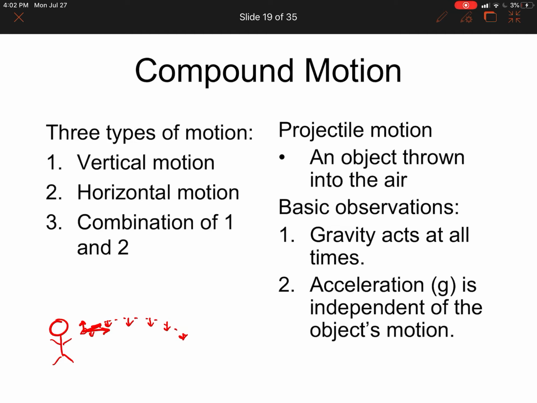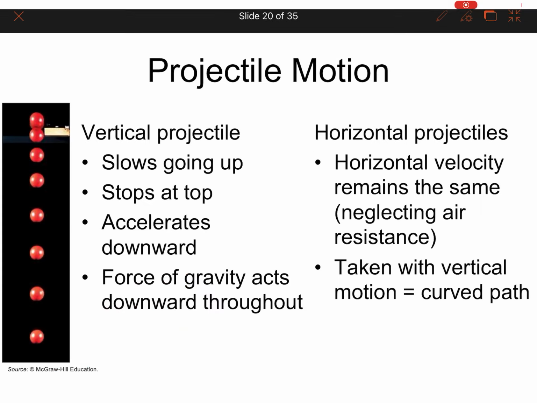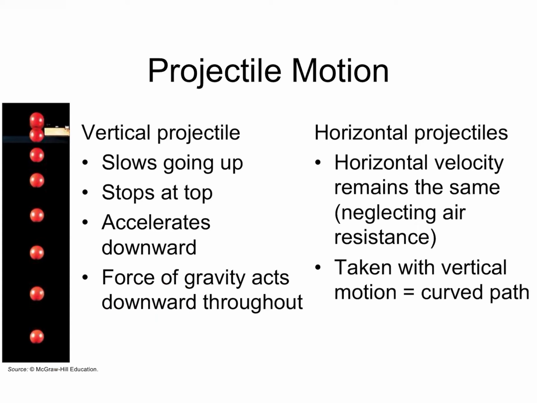This horizontal motion, though, is happening because of the initial force. But after that person has let go of the ball, it has no force on it. So the only force acting on it at that point is gravity. But that's independent of its motion. So those are some things that you need to consider.